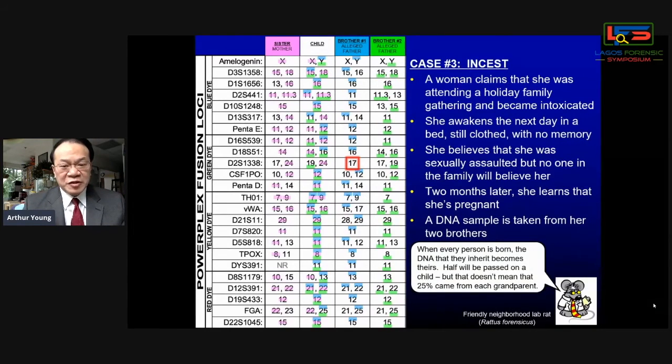So when every person is born, something that we all need to remember is that the DNA that they inherit becomes theirs. It's now your DNA, and half will be passed on to the child, but that doesn't mean that 25% came from each grandparent to the child. It's normally around there. Next slide, please.